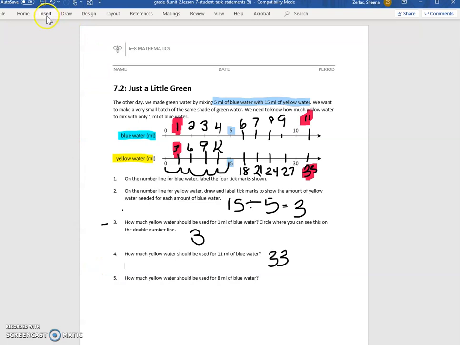And last one, question 5, how much yellow should I use for 8 of blue? And here is 8 blue, and I'm going to look underneath it to answer: 24 yellow.